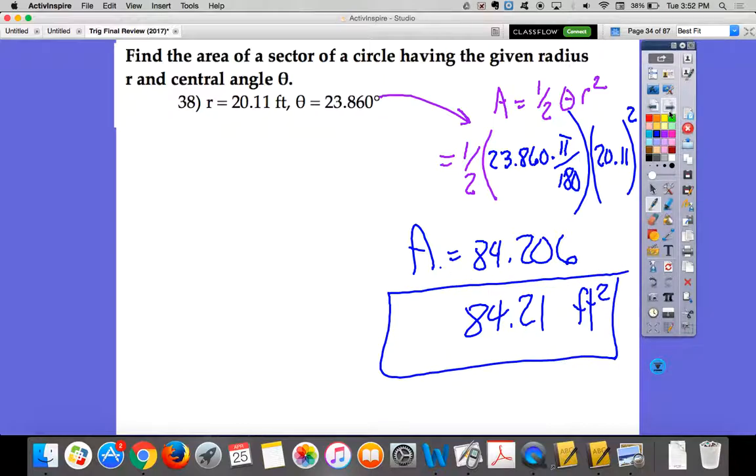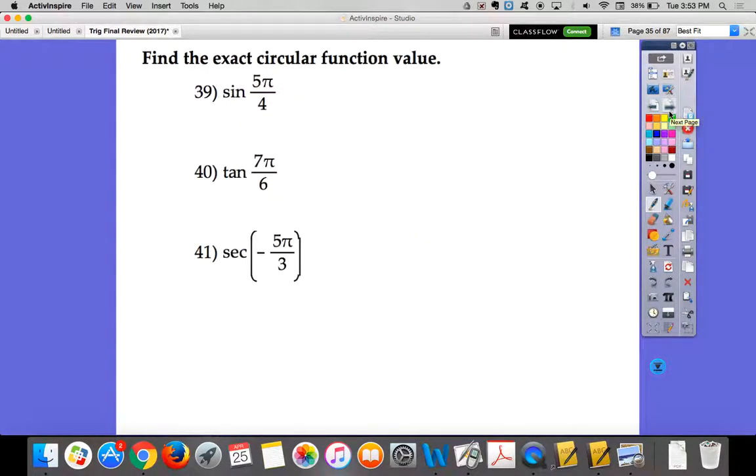Okay. Now find the exact circular function. Circular function is just in radians. We need to sketch it and label sides. 5 pi over 4 is more than 1 because 4 pi over 4 would be 1, so we're in the third quadrant. Reference angle is pi over 4, which happens to be 45.